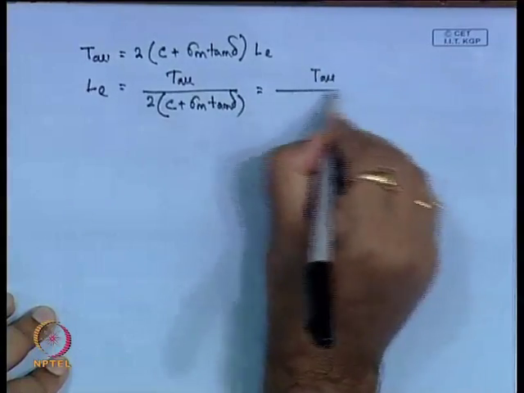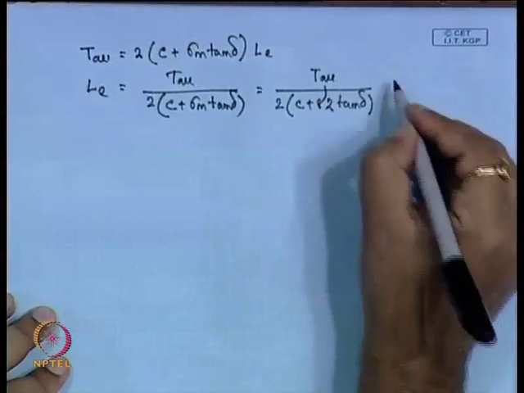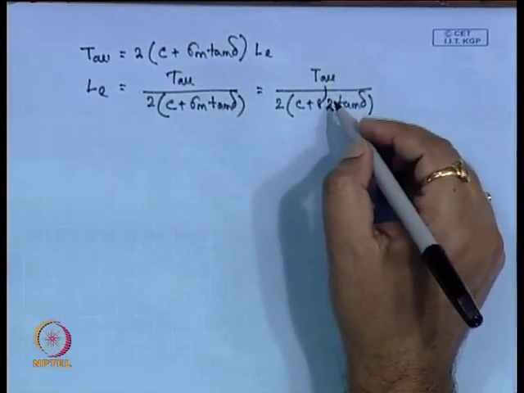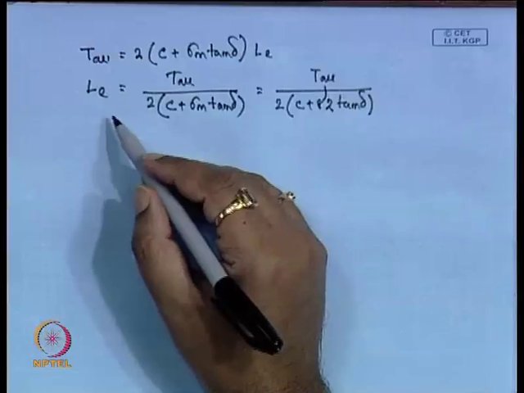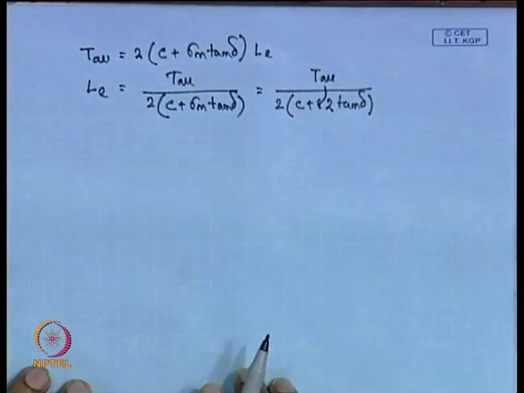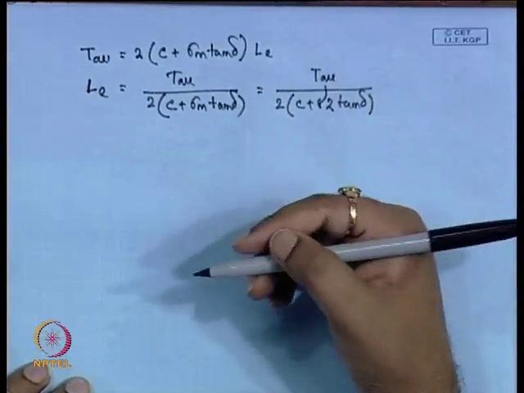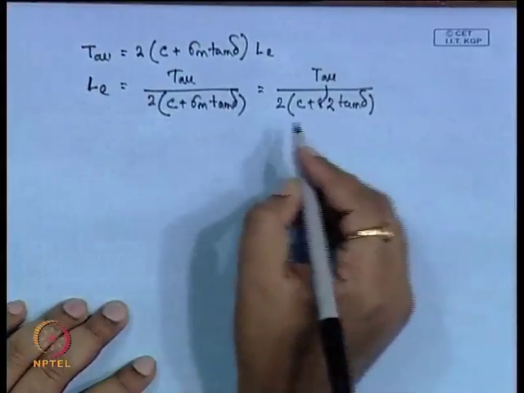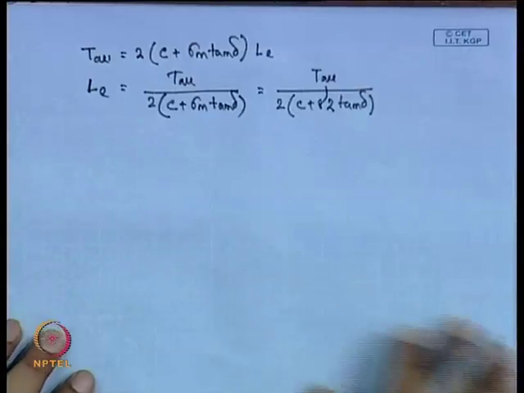And sigma n is, at any depth, the normal stress, so it is 2 into C plus gamma into z into tan delta. Here also we can see that if z is equal to 0 or if z is very small, then L E is more. That means the required length of the geosynthetic at the top surface is more as compared to the bottom surface, the bottom of the reinforcement. Now, generally in the field soil, if the C value is 0, then we have to consider gamma z into tan delta.